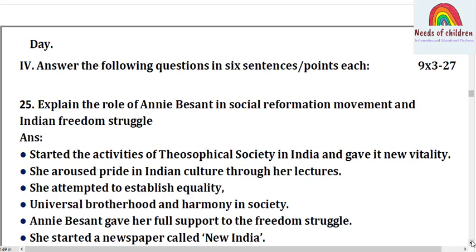Answer the following questions in 6 sentences each. Students, there will be 9 3-mark questions, total 27 marks. Among that, question number 25: Explain the role of Annie Besant in social reformation movement and in Indian freedom struggle. This is the question from history, social and religious reformation movement. Let's move on to the answer for this question.